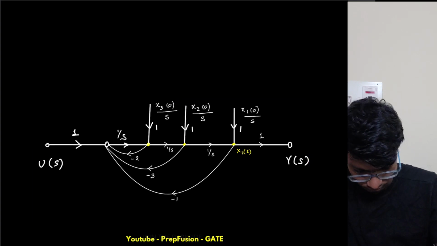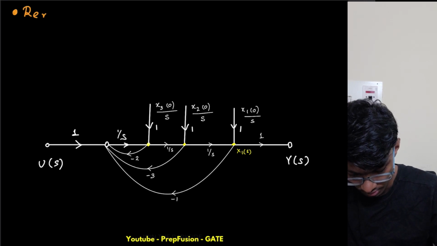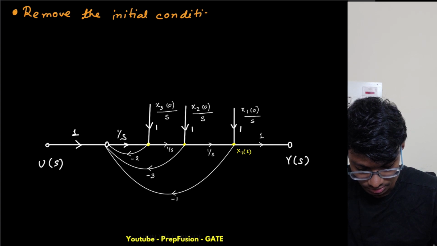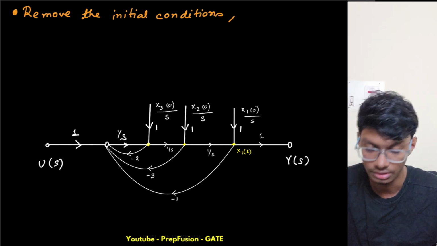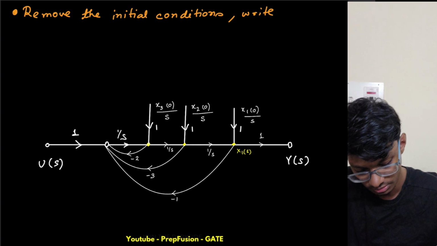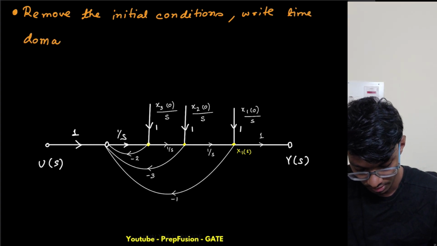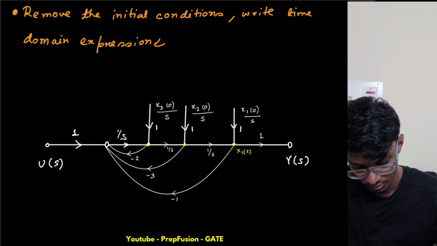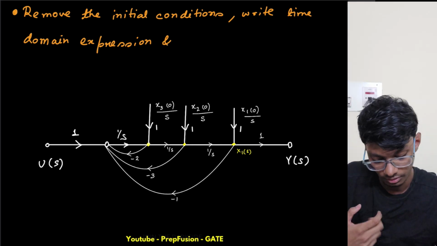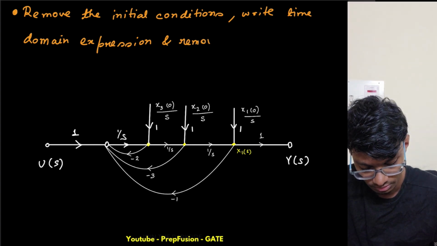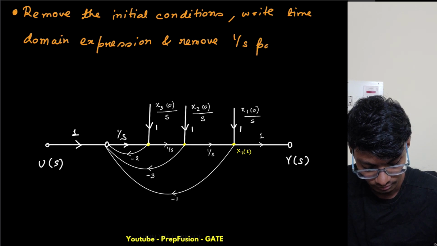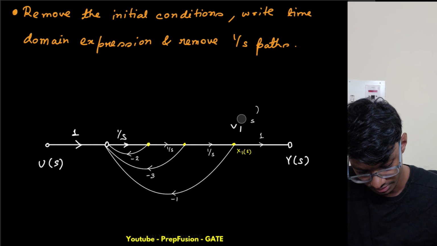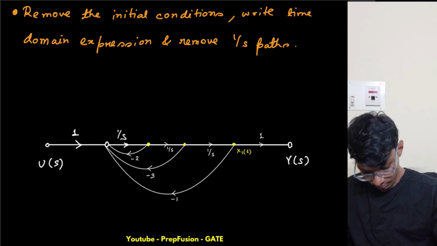The things I need to do are: remove the initial conditions, write the time domain expression, and remove the 1 by s paths. So this is what we have to do. Firstly, remove the initial conditions. Then simply remove the 1 by s.